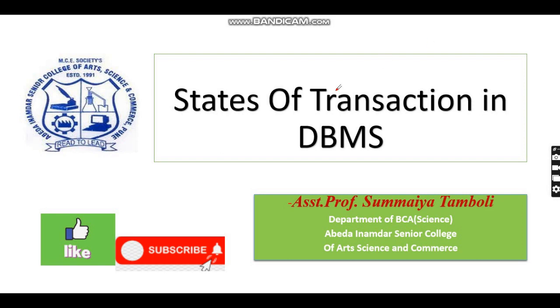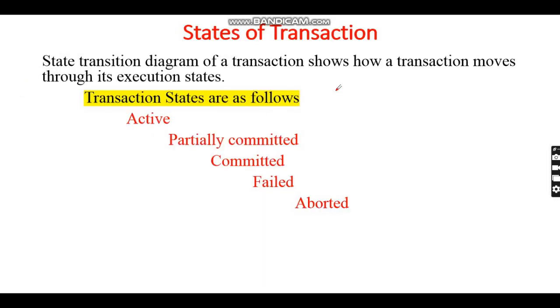Today we are going to see the states of transactions in DBMS. We have already seen the concept of transaction in the previous video, so please watch that video before watching this one. Now, the state transition diagram of a transaction shows how a transaction moves through its execution states. Basically, it is telling us how your transaction is going to move from one state to another. This is shown in a transition diagram in the next slide.